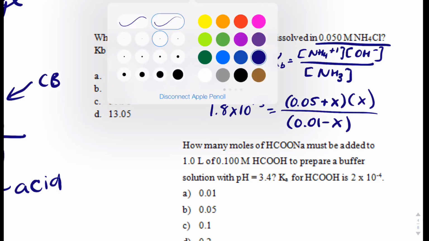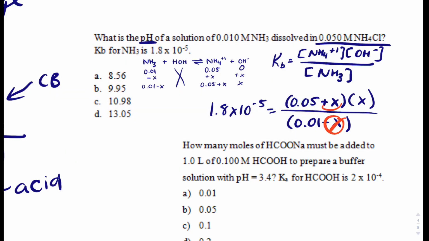We can use the 5% rule. Get rid of plus X's and minus X's. And when I solve for X, I'm going to take 1.8 times 10 to the minus 5 times 0.01 and then divide by 0.05. And my X is 3.6 times 10 to the minus 6. So when I take the negative log of that, I'm going to plug that into my calculator. That's going to be POH because X was hydroxide. The POH of that is going to be about 5.5.